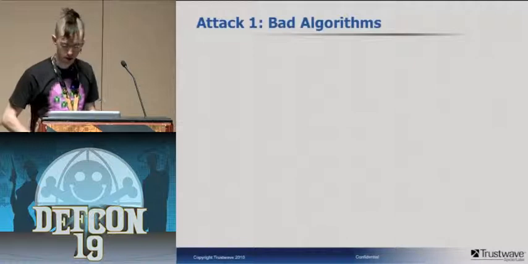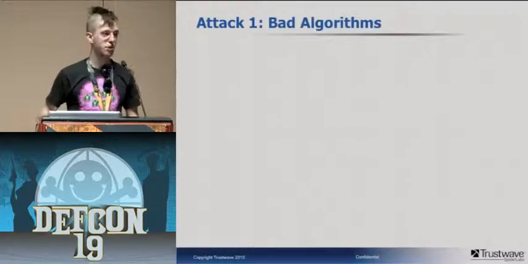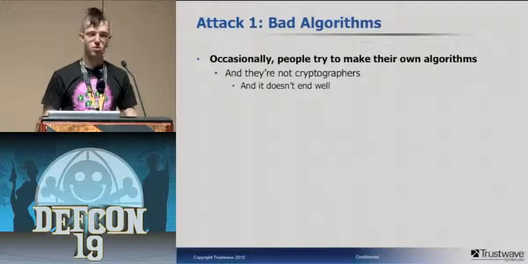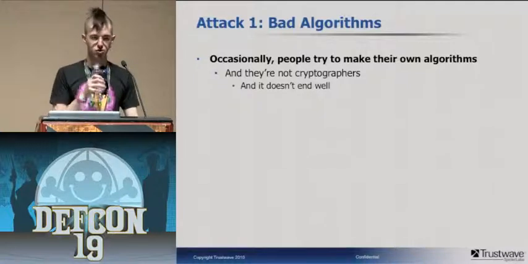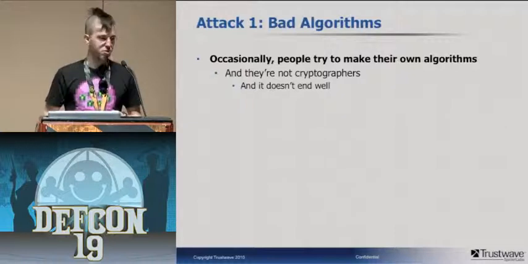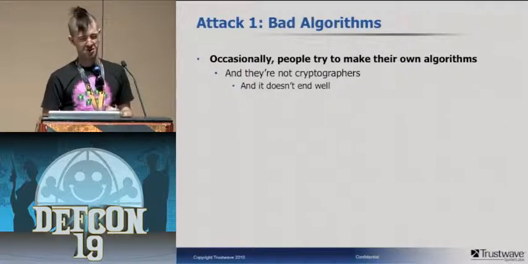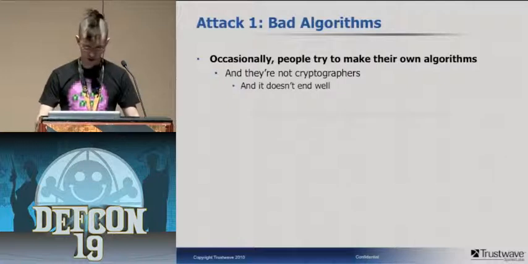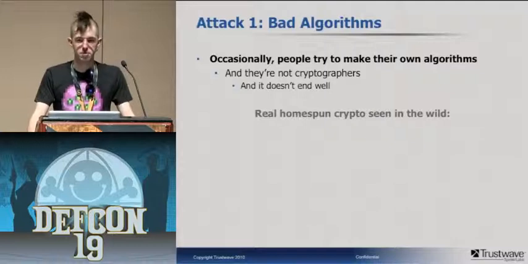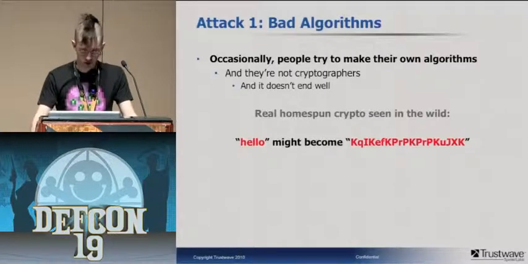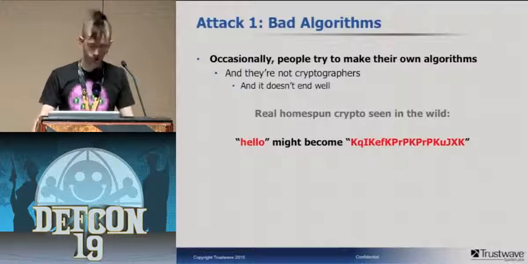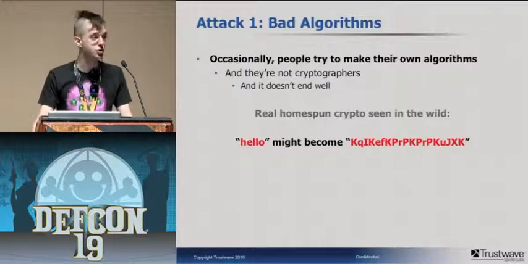So let's talk about using oracles to attack some bad algorithms. Occasionally people try to write their own crypto and it doesn't work out too well. Unless you're a cryptographer, and even then sometimes it doesn't work out so well. Let me show you some real homespun crypto that I've seen in the wild during a pen test. Here's a plain text, hello, and its corresponding ciphertext, which is a bunch of what looks like gibberish.